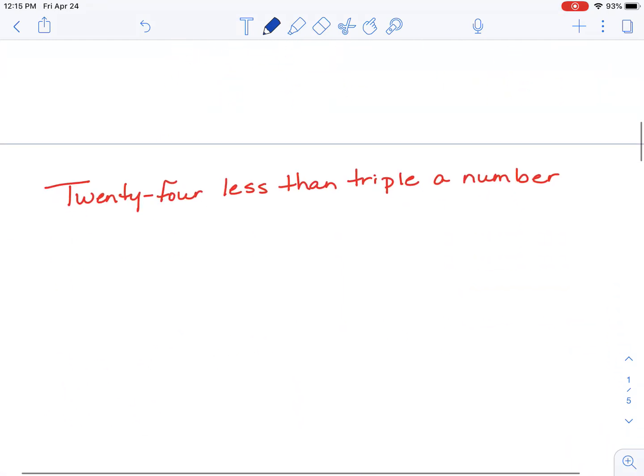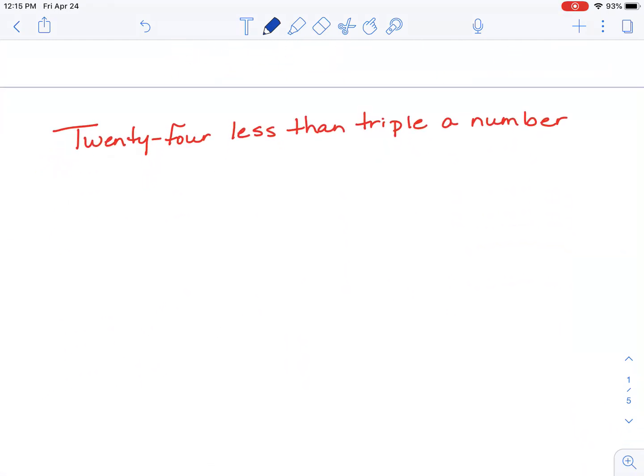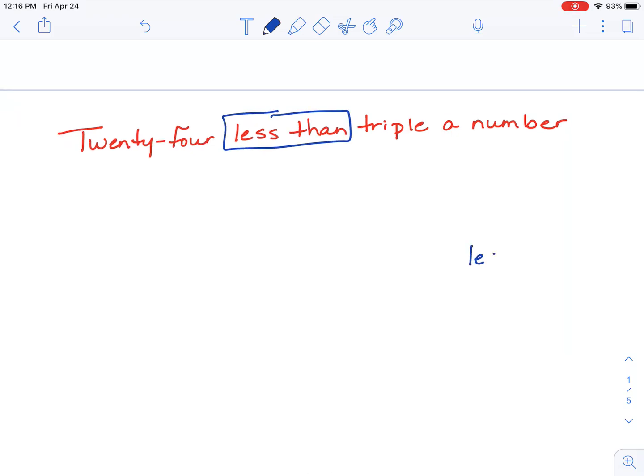All right. The next type of problem you're going to have is like this, where you're going to write an expression from these words, from the statement. So, 24 less than triple a number. Now, this "less than" gives us trouble. There's "less than," like here, and there is "is less than." And that little word "is" makes a big difference.